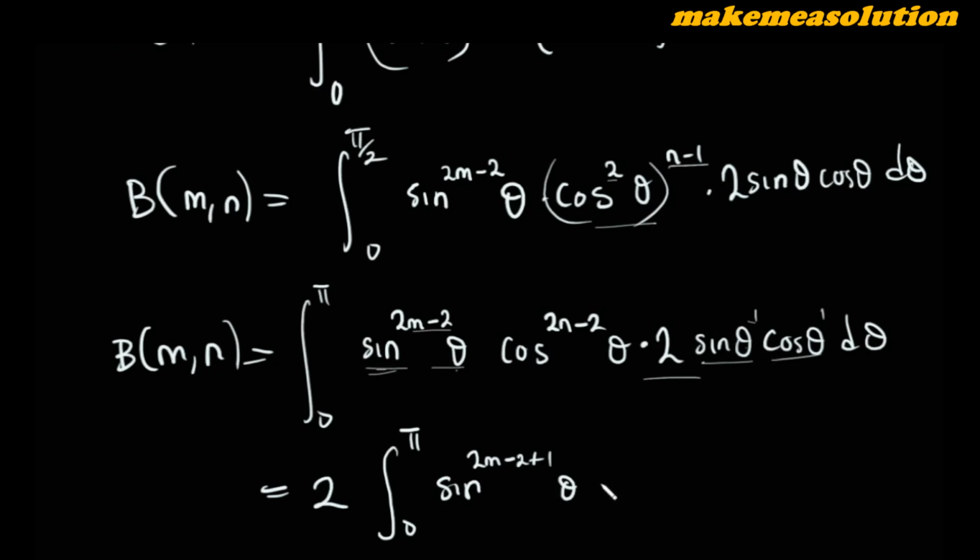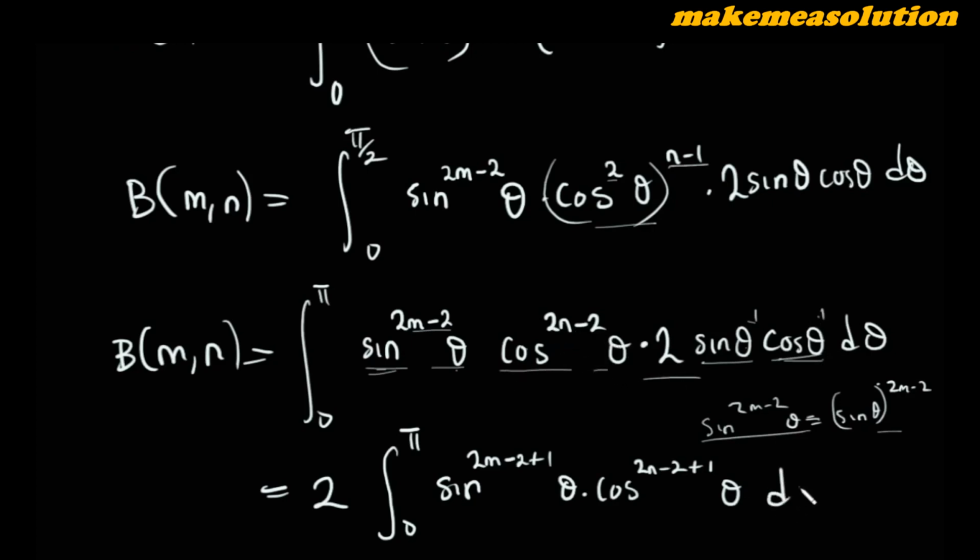Is that okay? And I hope you know that this sine 2m minus 2 theta is still the same thing as sine theta, then all raised to the power of 2m minus 2. So this is just an easier way of writing it, so that is why I can easily add. Then this is cos 2n minus 2 plus 1 theta, because of this cos theta here. So you have cos theta interacting with what? Cos 2n minus 2 theta, then you now have your d theta.